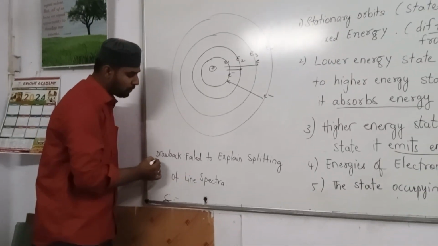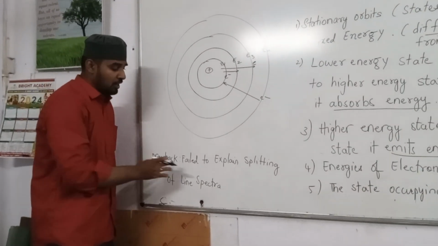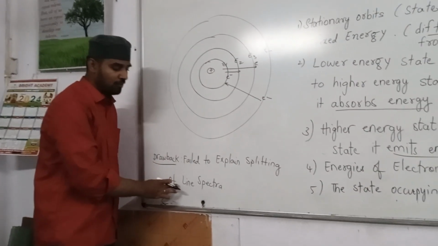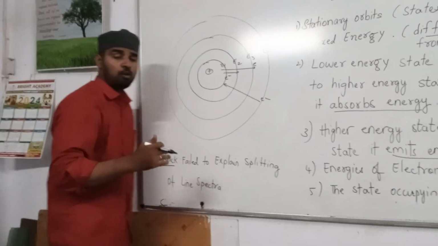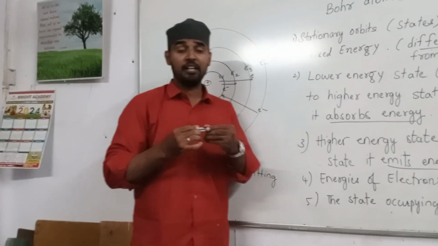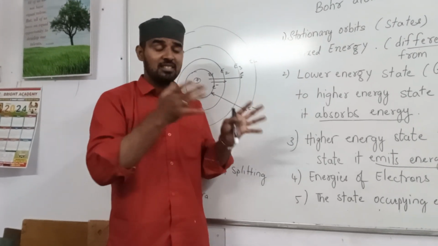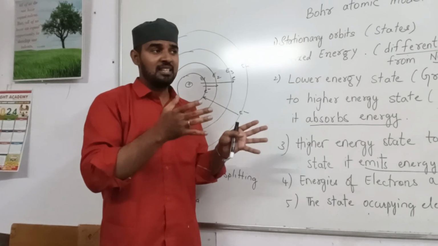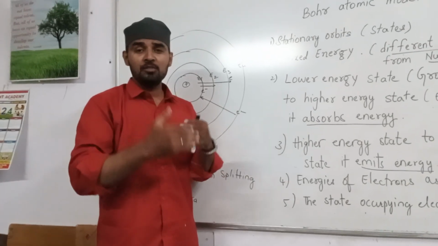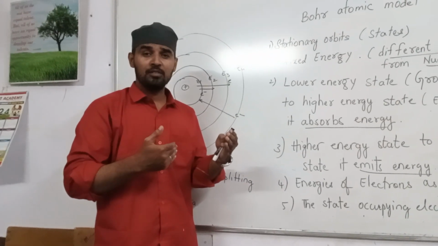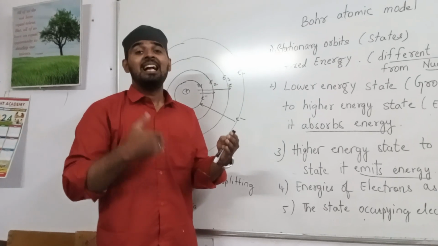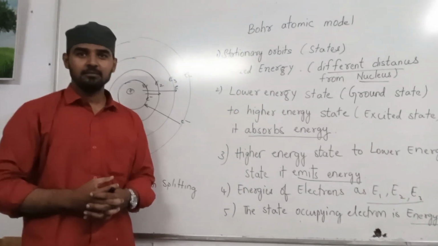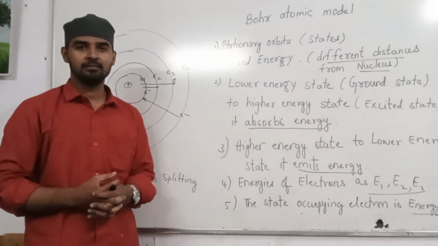Now, there is a drawback of the Bohr atomic model. Bohr failed to explain the splitting of the line spectra, and the Bohr atomic model is specific to the hydrogen atom, which is a one-electron species. When it comes to lithium, which is a three-electron species, it fails.